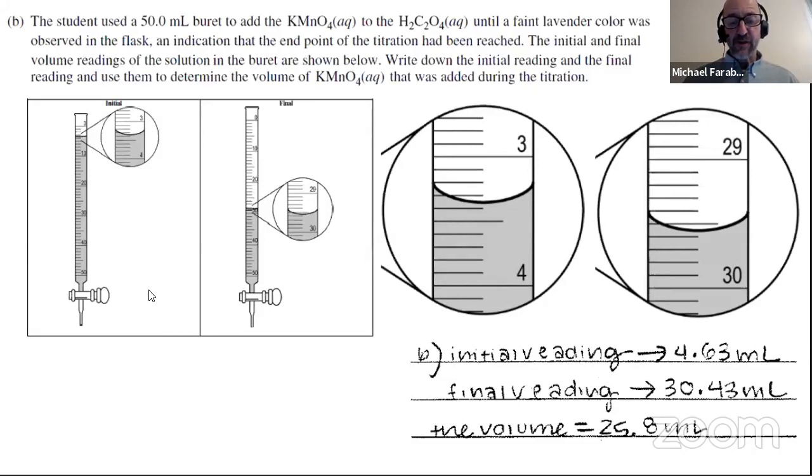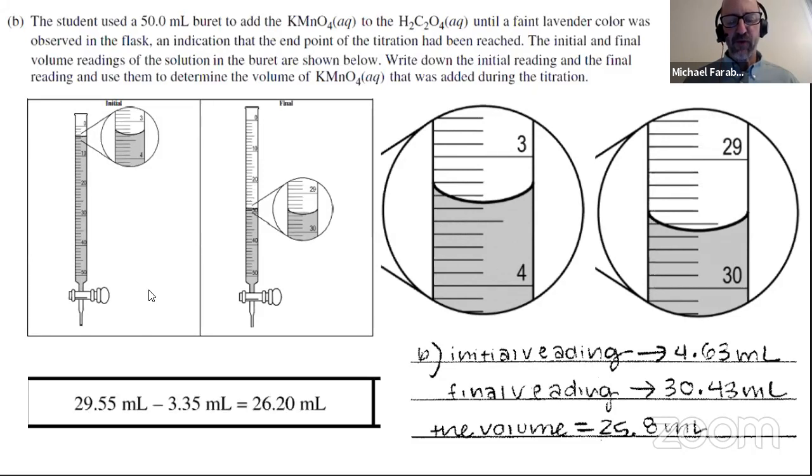Well, if you know how to read a burette, you realize that you have to go from the bottom of the meniscus, but you also have to read them from top to bottom. So not 4.63, but somewhere between 3.3 and 3.4. So maybe 3.35, and then somewhere between 29.5 and 29.6, so possibly 29.55. And of course, the difference should include 2 decimal places.